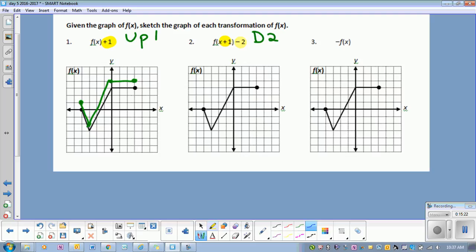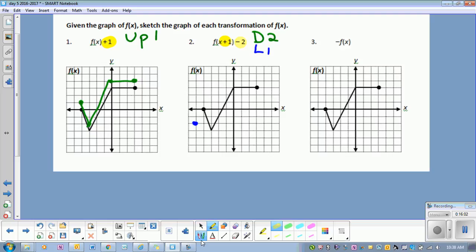Let's see. Sabrina, do you agree? How does this one move? Help out, Abner. X plus 1 inside the parentheses. Does it move left or right? Good. Left. Left 1. Remember, when it's inside with the X, right? Inside the parentheses with the X, Abner, you got to think opposite, okay? All right, so now, guys, each point has to move in 2 different ways. Down 2 and left 1, okay?